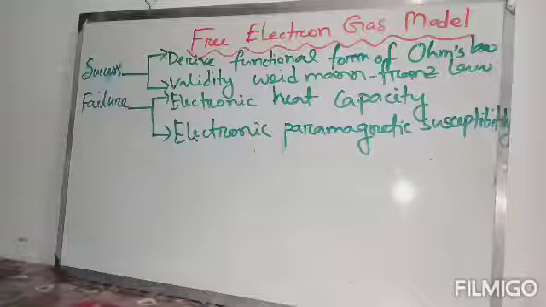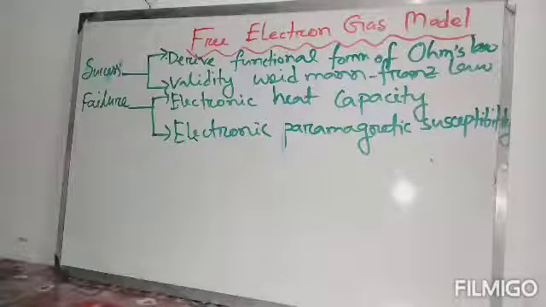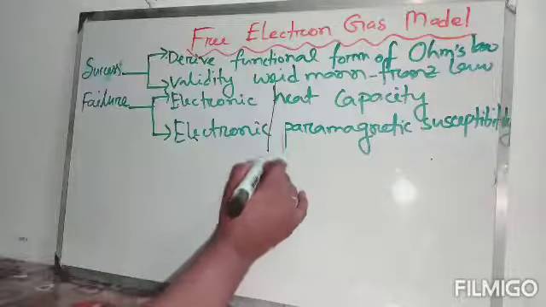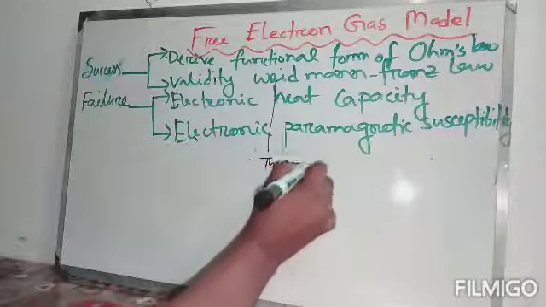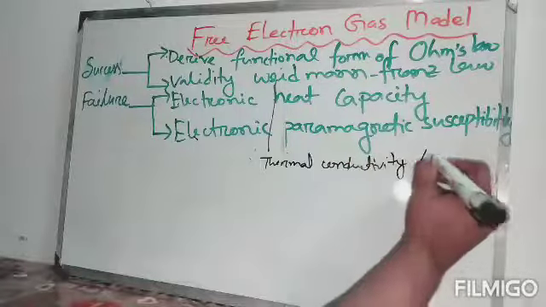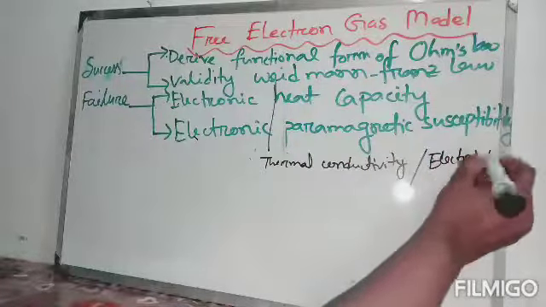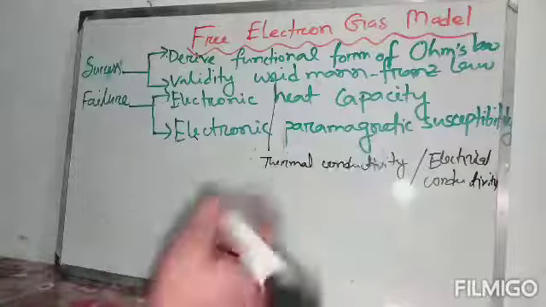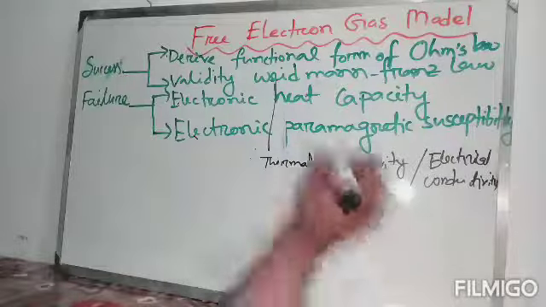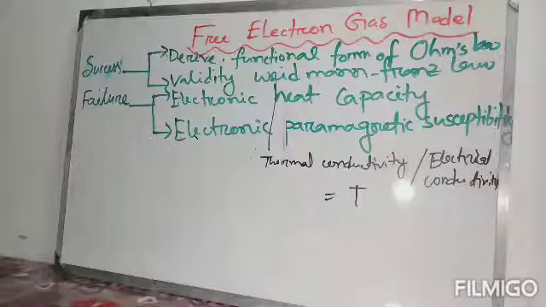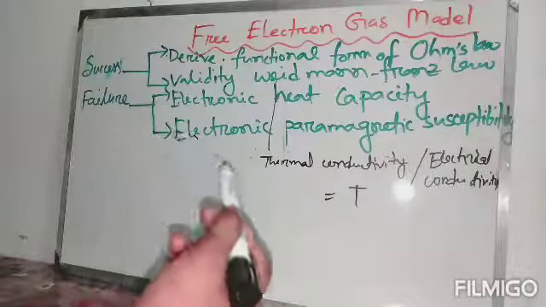So in the successes, the Wiedemann-Franz law is actually the ratio of thermal conductivity and electrical conductivity. They are proportional to each other, and the constant is temperature T. These two successes completely depend on the free electron gas model, and they are great successes of this model.